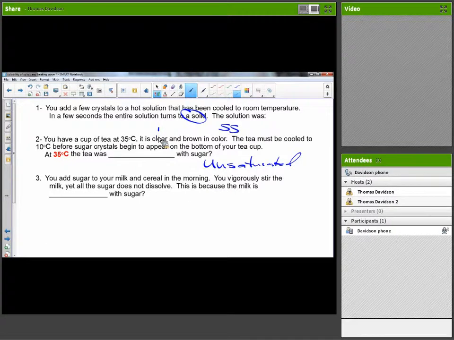It's important to realize why you got it wrong. At 35, was there anything there? No, which means it was unsaturated. You had to cool it until something showed up. So, what would we call it if this question asked about 10 degrees? Then it would be saturated. All right. So here we go. This one is what? It's saturated. The key thing there is that there is stuff at the bottom. Okay, next.